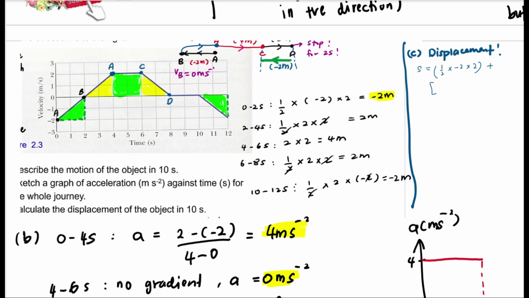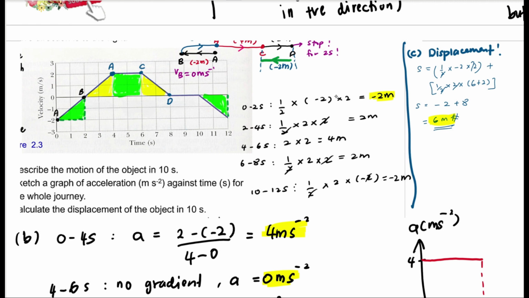Tahu tak area trapezium? Half times the height of the trapezium should be 2, and then times the parallel side of the trapezium. This one. Ini parallel side dia. Ini adalah 8 minus 2, 6 plus 2. Alright, 6 plus 2. Okay, so S dia akan jadi negatif, ni boleh potong. This one should be 6 plus 2, 8 lah. Negative 2 plus 8. Alright, and then the answer is 6 meter, positive 6 meter. Okay, so this is the answer.